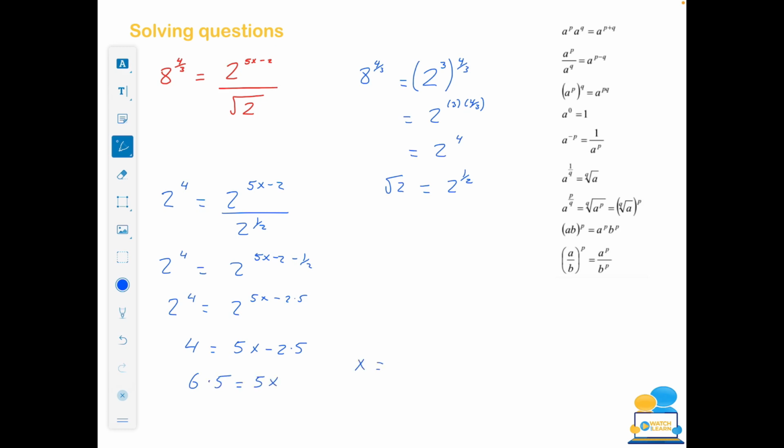So that'll be 6.5 is equal to 5x. So x is equal to 6.5 divided by 5. That works out to be x is equal to 1.3. Okay, that's your answer. If you want to check your work, you can sub the x in here and you should get out the same answer as this. So you should get out 16 when you sub in 1.3. That's kind of a handy way just to check that you're correct.